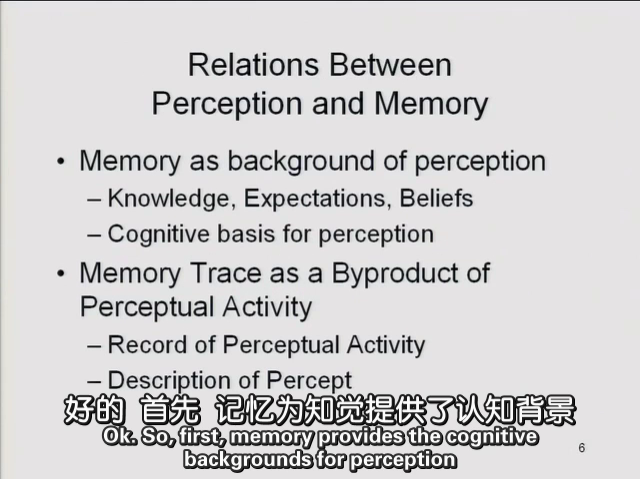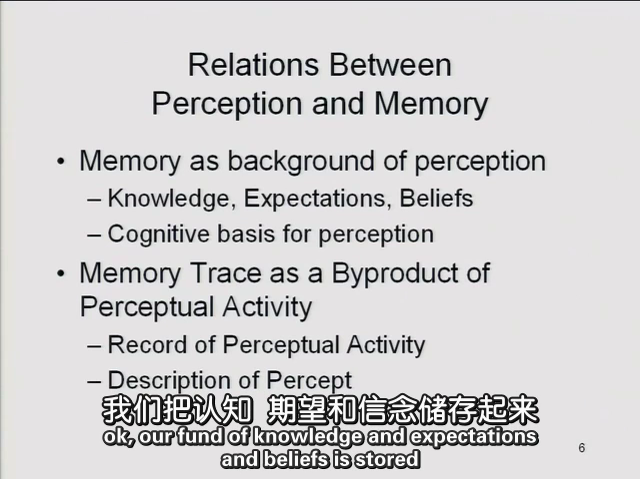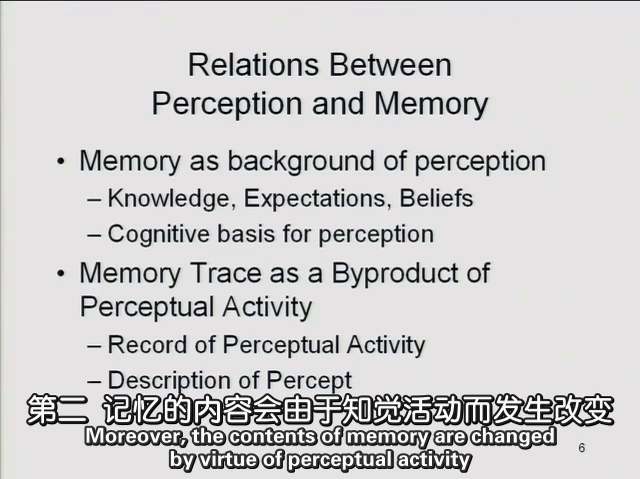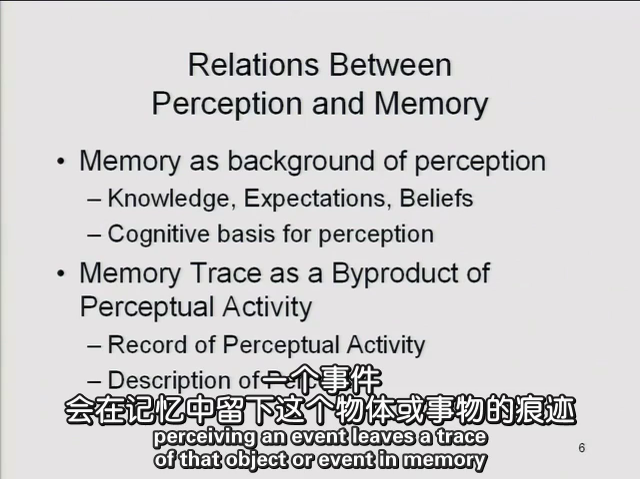Okay, so first, memory provides the cognitive background for perception. Memory is where our fund of knowledge and expectations and beliefs is stored that is part of the perceiver's contribution to the process of perception. Moreover, the contents of memory are changed by virtue of perceptual activity. Perceiving an object, perceiving an event, leaves a trace of that object or event in memory.